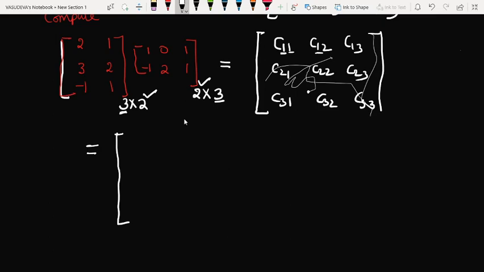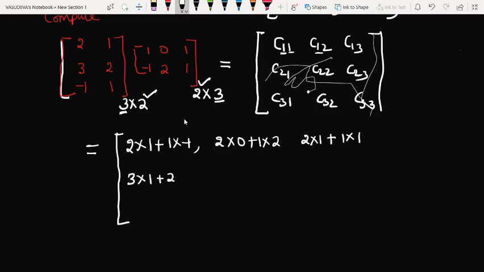Now consider C11. So 2 into 1 plus 1 into minus 1 over the first row and the first column; 2 into 0 plus 1 into 2 over the first row and the second column; 2 into 1 plus 1 into 1 over the first row and the third column. The first row is over. Next, the second row: 3 into 1 plus 2 into minus 1, then 3 into 0 plus 2 into 2, and 3 into 1 plus 2 into 1. So the second row is matched with all the columns of the second matrix.